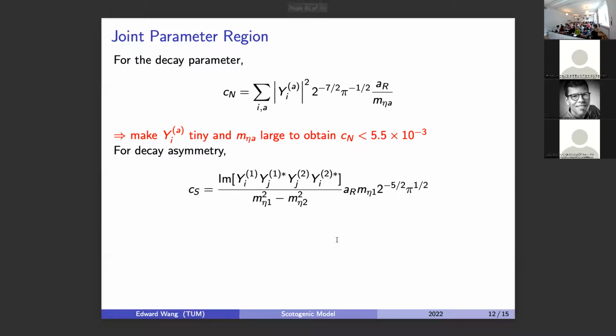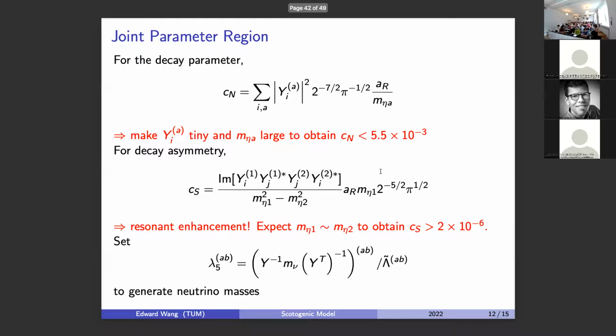For the decay asymmetry, as I've mentioned before, it is proportional to this term here, where we have a resonant enhancement due to the scalar masses. And so if the scalar masses are sufficiently close to each other, it's easy to obtain a source parameter larger than 10 to the minus 6. And finally, once we have set all other parameters, we can simply determine lambda 5 using this relation, and we are able to reproduce the neutrino masses that we observe today.